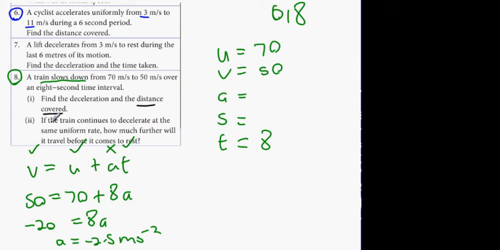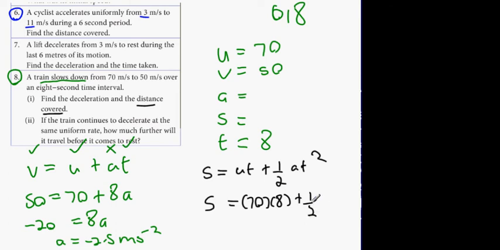Now, you have to find the distance covered. Distance covered, we could use any one of the formulas we want. I'll probably still use UT plus a half AT squared. Okay, so S equals UT plus a half AT squared, so that's going to be 70 times 8 plus a half. A is minus 2.5, and then T squared is 8 squared. Going to put all of that into the calculator once, and what you should get is 480. So S equals 480 meters.